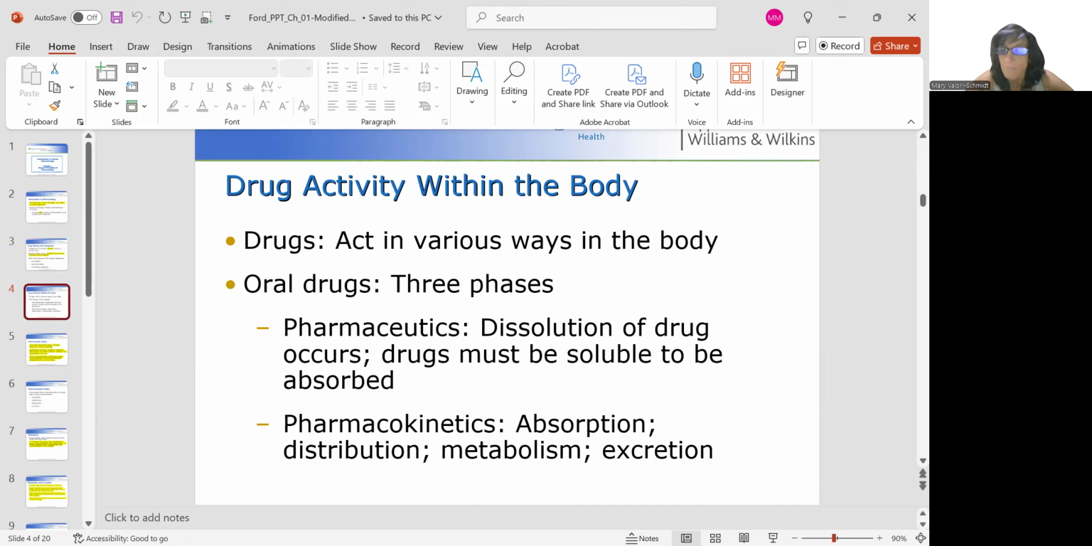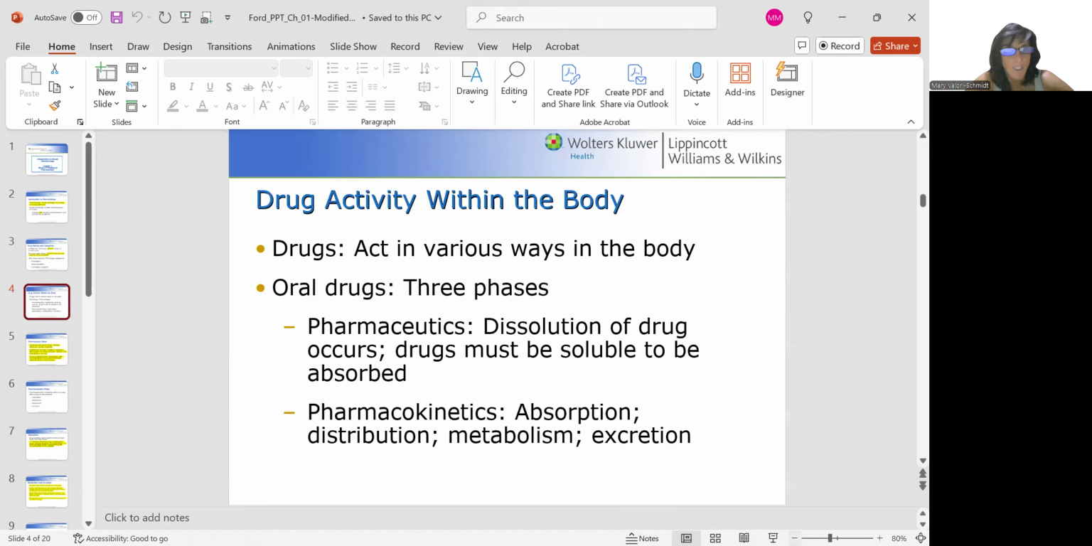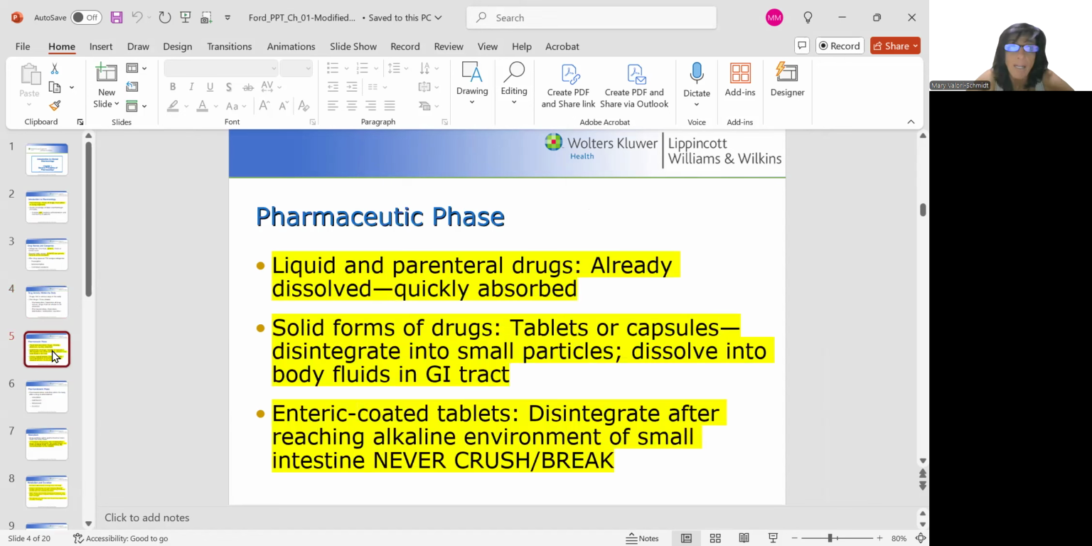When we give a person a medication, meds act in different ways, right? How quickly do they get dissolved? How quickly do they get absorbed, distributed, metabolized, excreted? All of these things have to happen in order for the drug to do what it's supposed to do in the body.